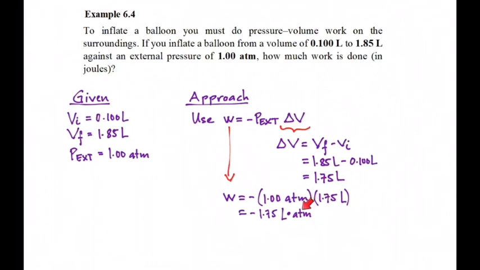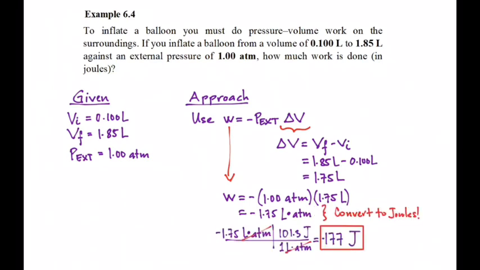Now, this is not joules, and it's asking for joules. We can convert this into joules by using the conversion between them. 1 liter atmosphere is equivalent to 101.3 joules. And so converting it to joules, we get negative 177 joules. So you performed a total of 177 joules of work because you're the system.